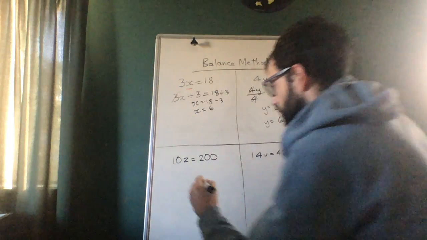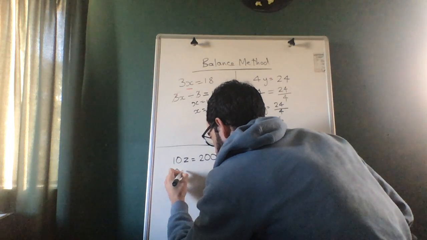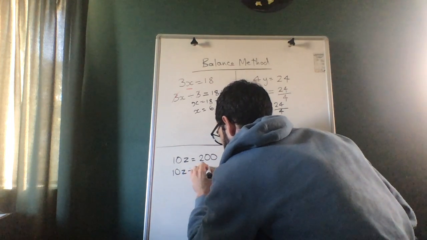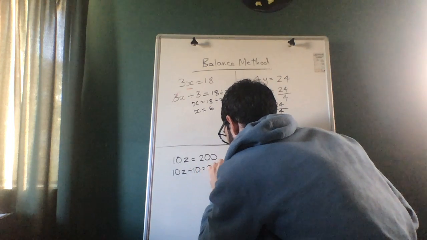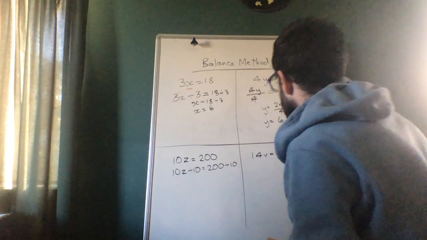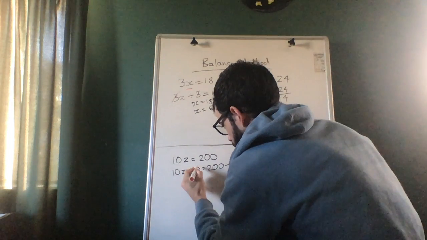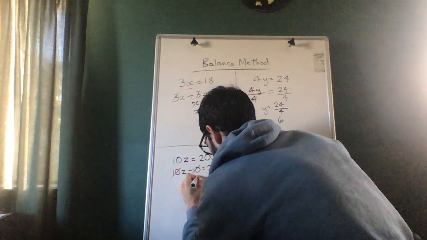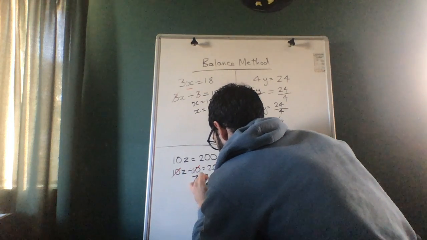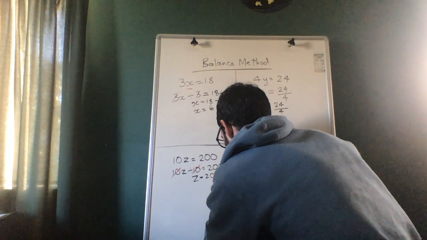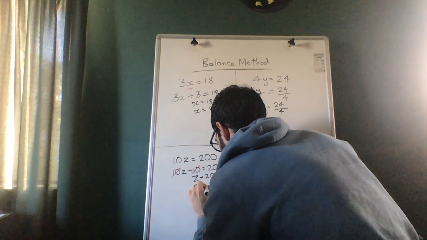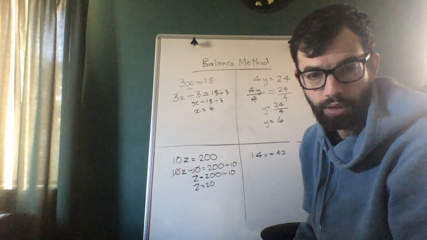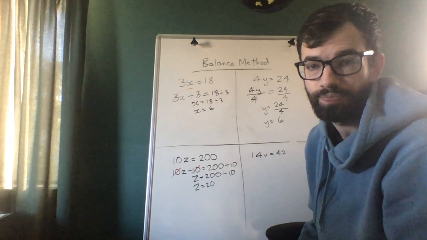Let's just go through these. 10z divided by 10 equals 200 divided by 10. Our 10s cancel each other out. We're left with just z. z equals 200 divided by 10. z equals 20. So same steps that we've done previously, it's just with a bigger number.